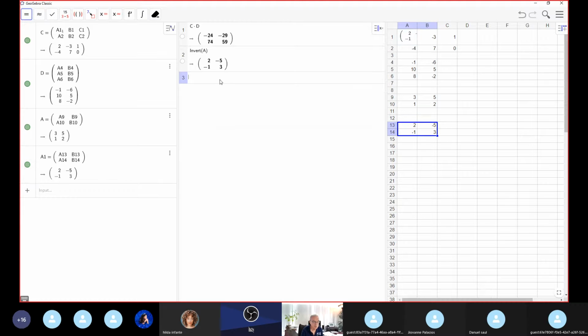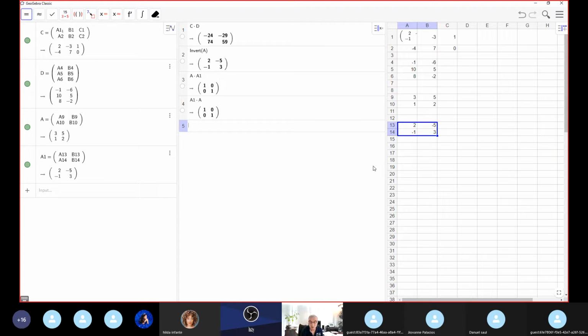Let's do the multiplication. Multiplication A times A1. Wow. You see, it is the identity matrix. In the other direction, A1 times A, it is always the identity matrix. Let's practice the other procedure I explained.